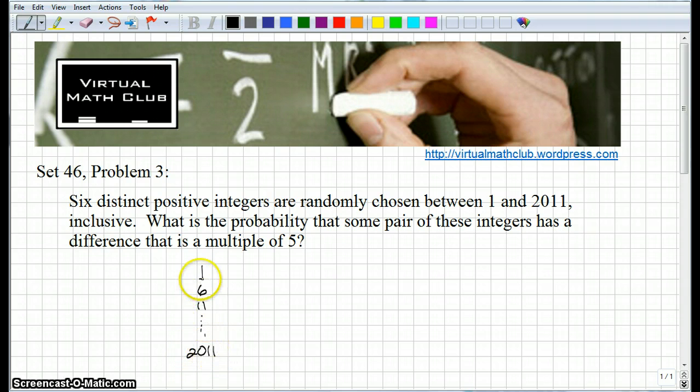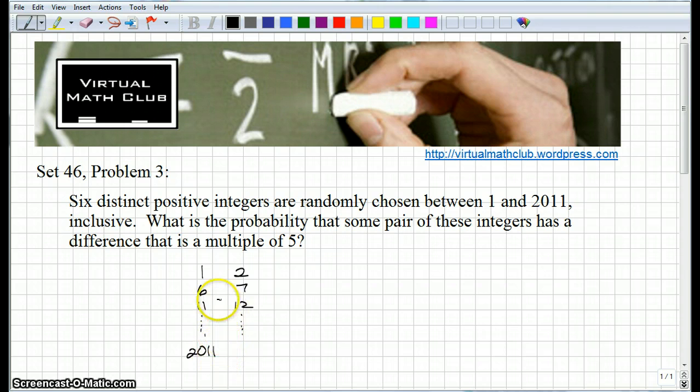If you take the difference between 1 and 2011, you'll get something that's a multiple of 5, right? So it looks like every fifth number will give you 2 numbers that you could subtract and get a multiple of 5. Okay, so let's say now that 2 is in your list, then 7 would be a potential number, or 12, and so on up to what?